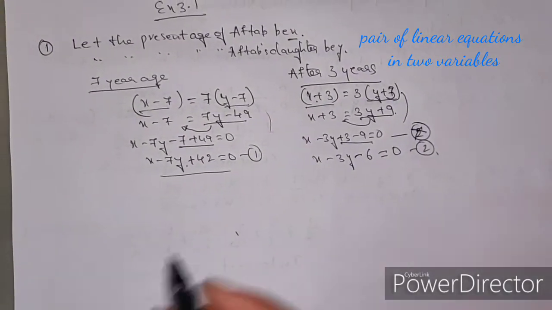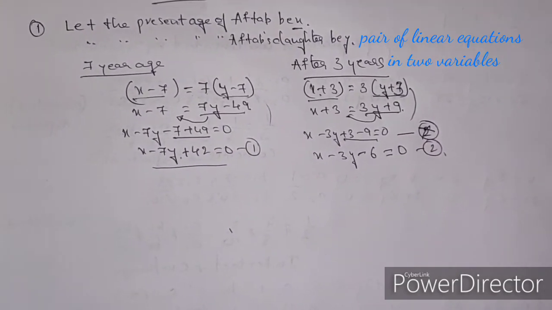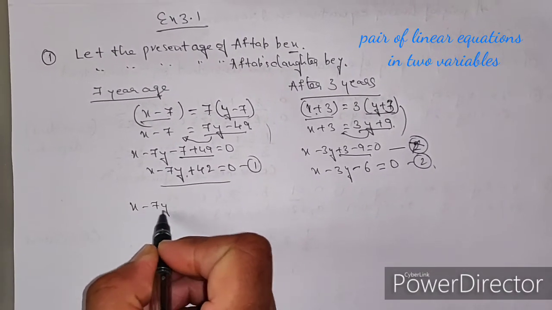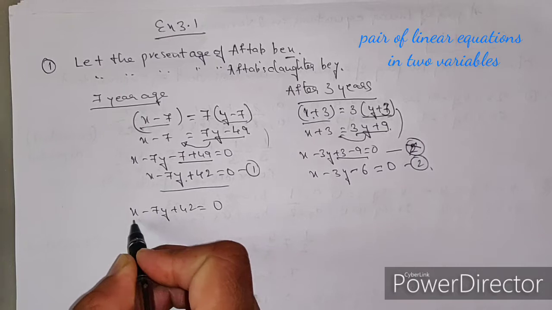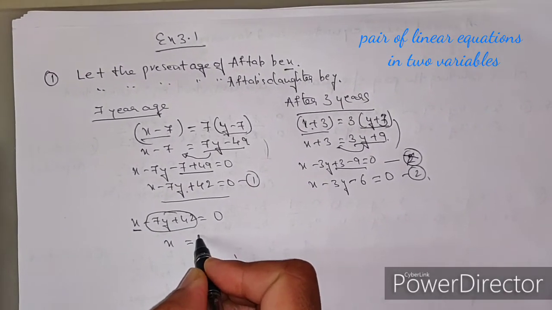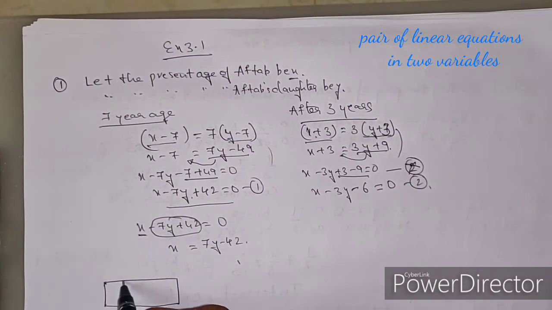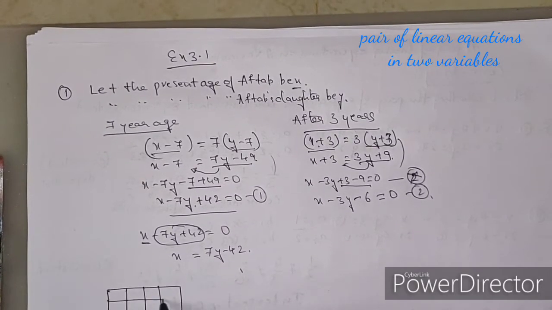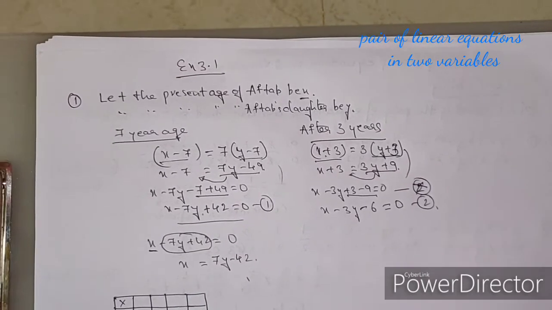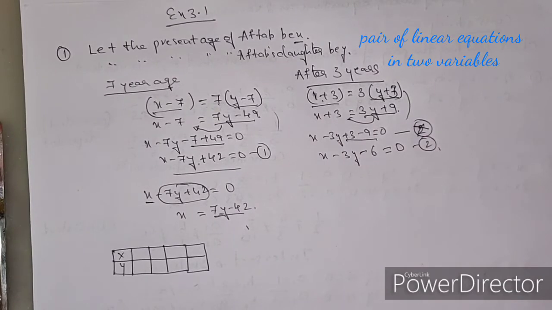Shall we do it graphically? So one example I will tell you today. Again I will discuss the second example. x minus 7y plus 42 is equal to 0. Except x, take everything to the right side. So it will be x is equal to 7y minus 42. Now you have to make a table with at least 4 values actually. Go on substituting the value of y, as y is in the RHS.